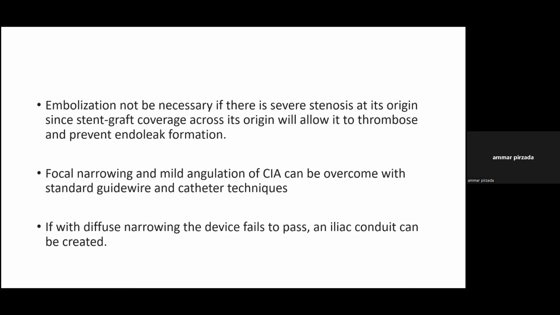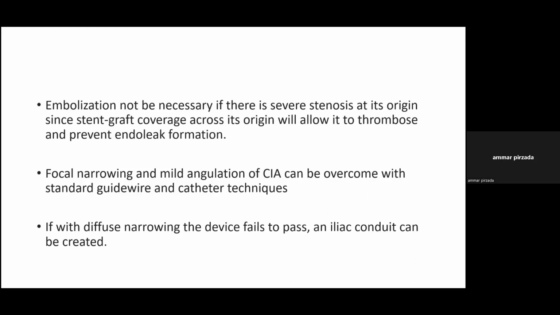Embolization may not be necessary if there is severe stenosis at its origin, since stent graft coverage across its origin will allow it to thrombose and prevent endoleak formation. Focal narrowing and mild angulation of common iliac can be overcome with standard guide wire and catheter techniques. If with diffuse narrowing the device fails to pass, we can form an iliac conduit.